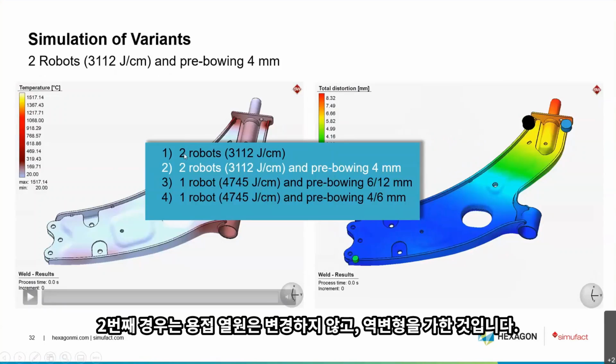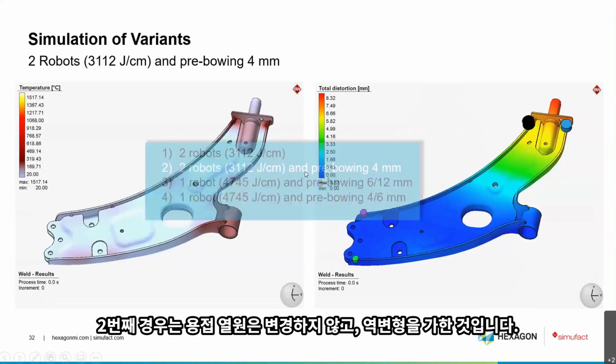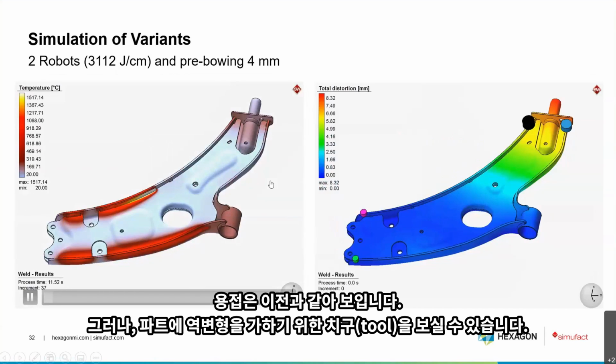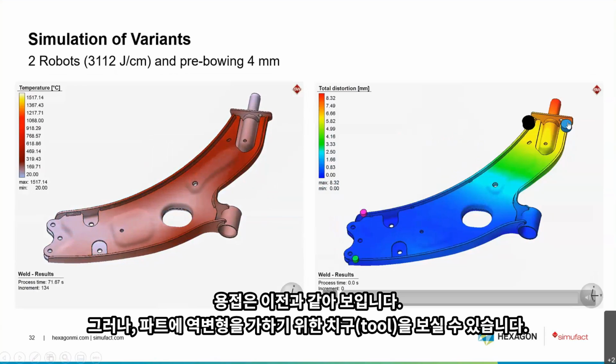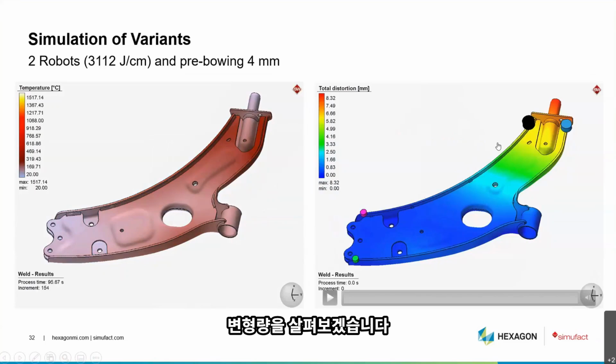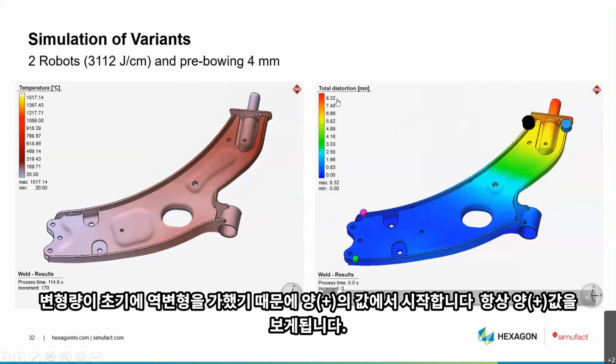The second variant would be to leave the welding itself unchanged, but start with some pre-bowing. Okay, the welding looks exactly the same as before, but here you see the tools which have been used to pre-bow the part, and here you see a total distortion. So we already start with a pre-bowed, a distorted value. Total distortion is always measured in positive values. So we always see a positive value here.